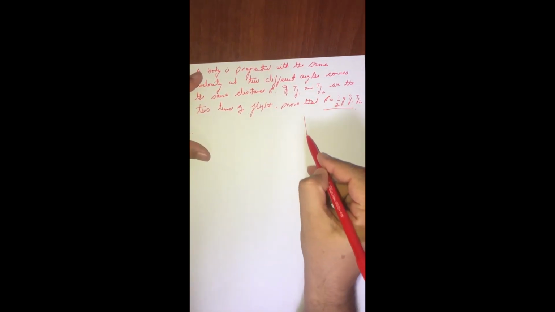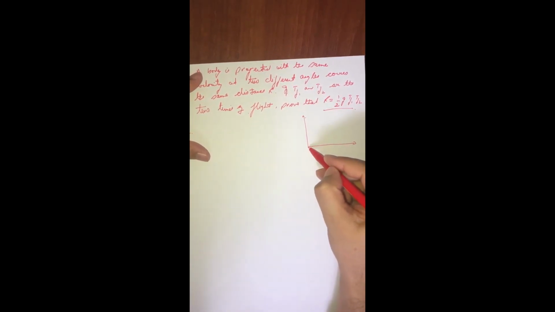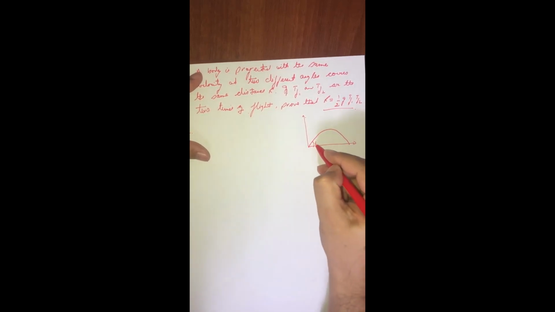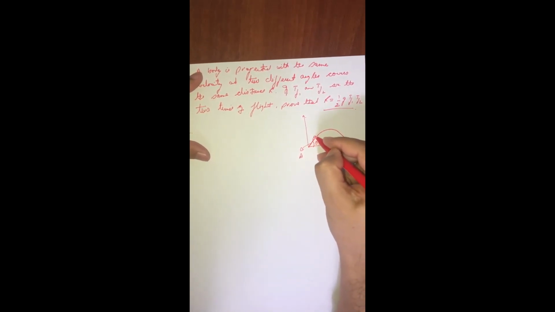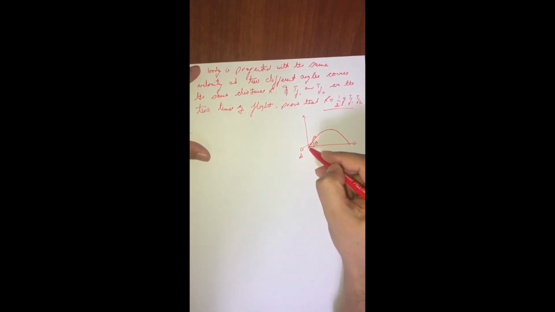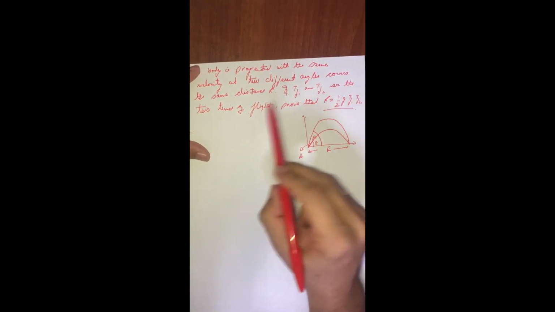Basically it means if you draw the diagrams, let us suppose there is a body A which is projected at an angle of theta. This is body A with the initial speed of u, and there is a body B which is projected with the same initial velocity but at a different angle. Then they are going to cover, and it is also given that they cover the same distance r.